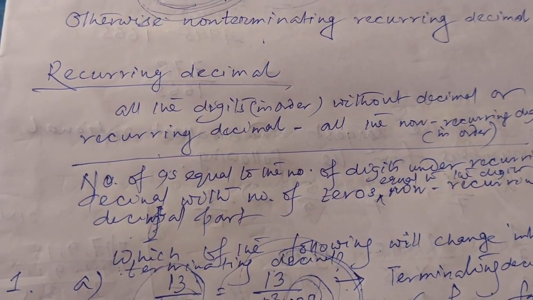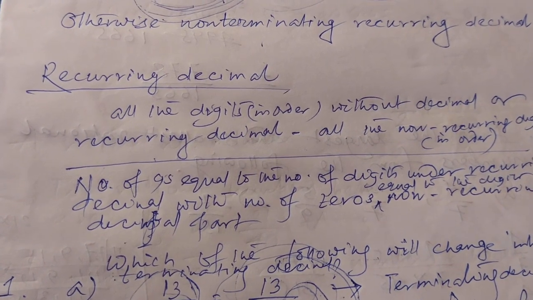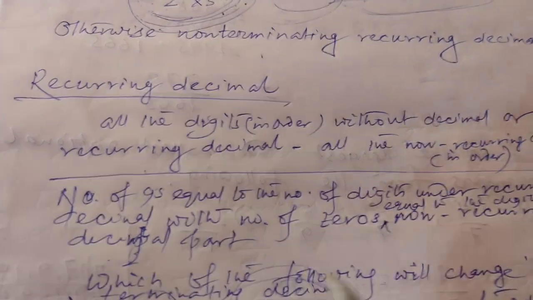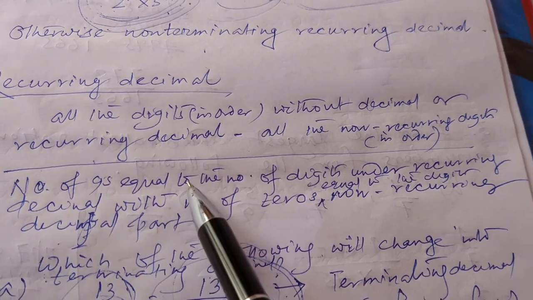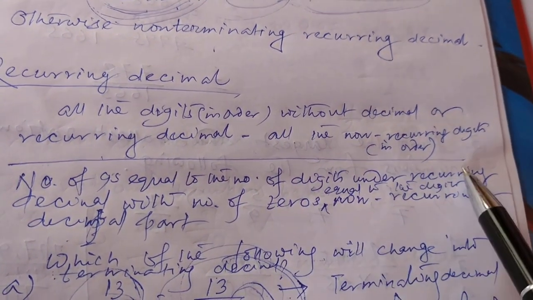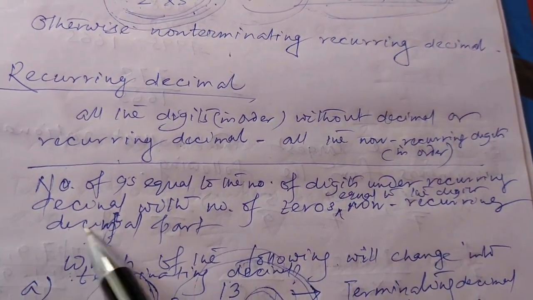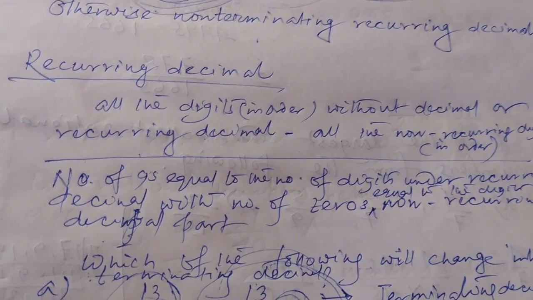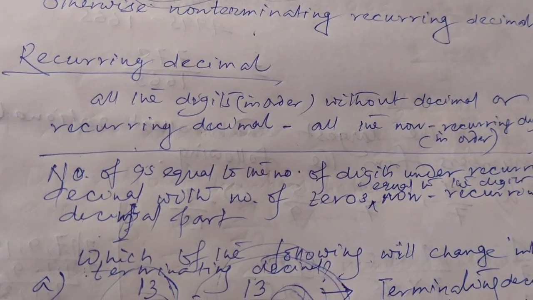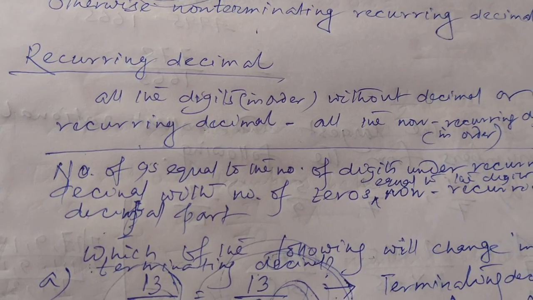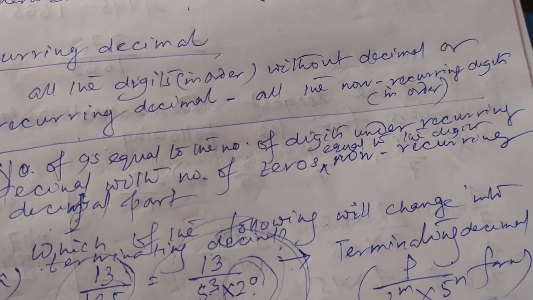How many digits are under the recurring decimal? That many 9s I'll write. The number of nines equals the number of digits under the recurring decimal. Then with those 9s, if required, I'll write some zeros. How many zeros will I write?